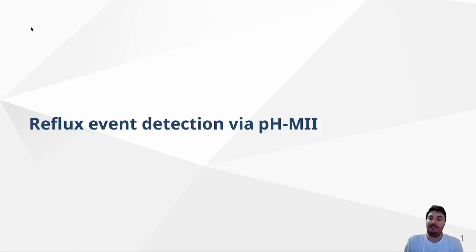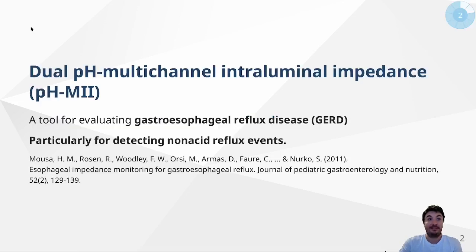In this series of videos, the idea is to create a machine learning model capable of detecting reflux events in medical studies of pH and impedance. This kind of study, called dual pH multi-channel intraluminal impedance, is used by gastroenterologists to try to detect or diagnose gastroesophageal reflux disease. These studies are particularly interesting for detecting non-acid reflux events.